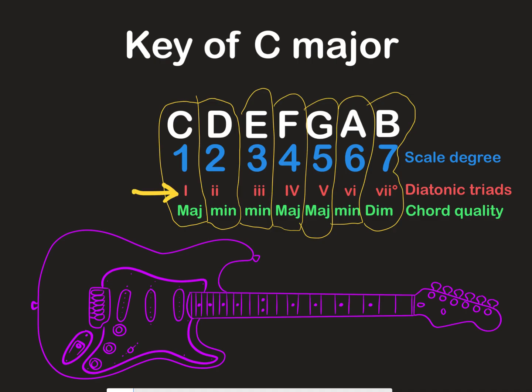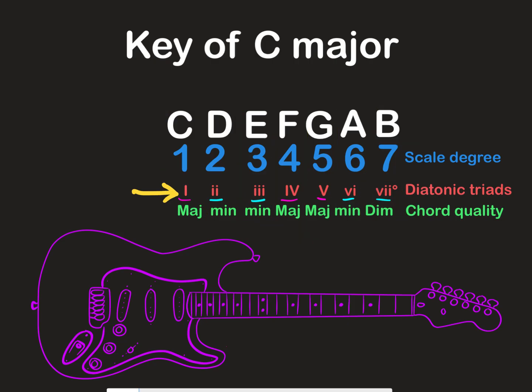These Roman numerals tell us 2 things. First, the Roman numeral tells us the position of the chord in the scale. Secondly, the capitalization tells us the chord quality. Uppercase numerals mean the chord is major, while lowercase numerals mean the chord is minor, and the small circle means the chord is diminished. So instead of memorizing chord names, we can understand everything as a system based on scale degrees and chord qualities.